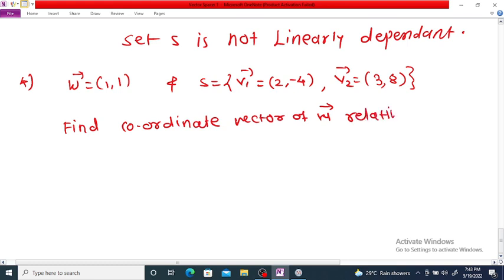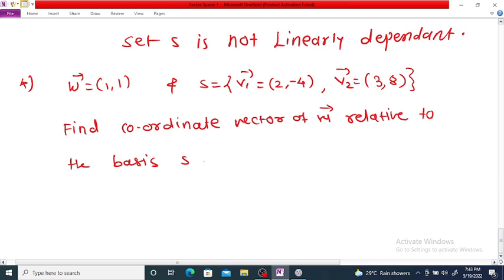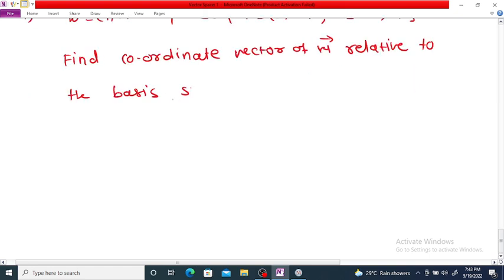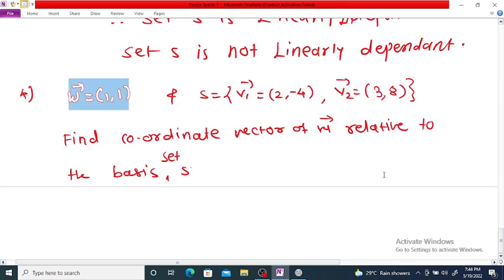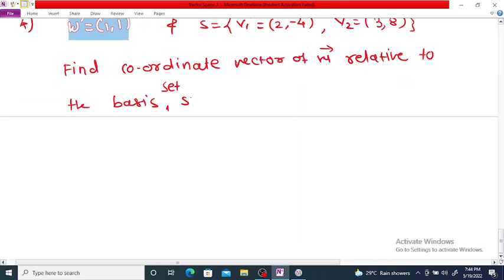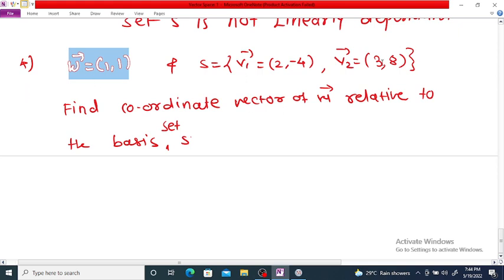relative to the basis S, which is equal to V1 bar, V2 bar. So they are already a basis, V1 bar, V2 bar. We want to determine what is the coordinate vector of W bar relative to this basis. The coordinate vector is what? If we express W bar as a linear combination of V1 bar, V2 bar, then the values we obtain, alpha 1, alpha 2, are the coordinate vector of W bar.